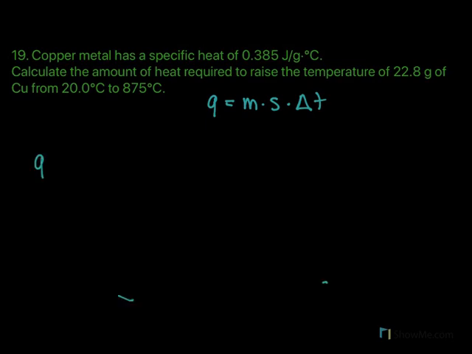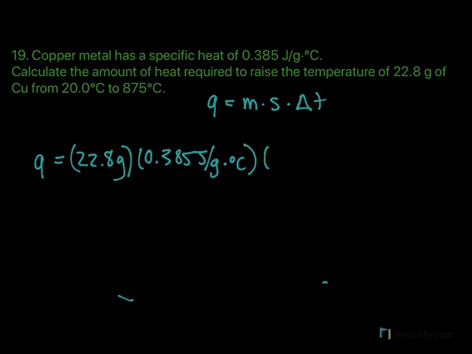And then you can just fill in all these numbers, and Q will equal 22.8 grams times 0.385 joules per grams times degrees Celsius. And then this will be times the final temperature minus initial. So in this case, this is our final and this is our initial. So this will be 875 degrees Celsius minus 20 degrees Celsius.